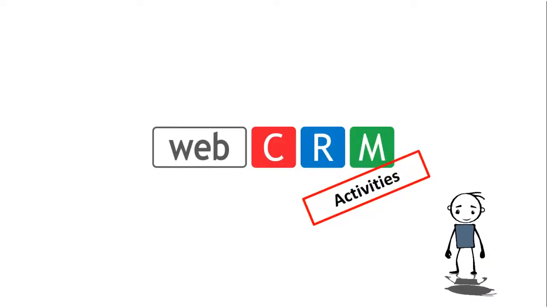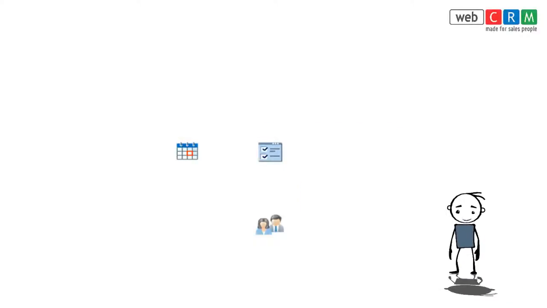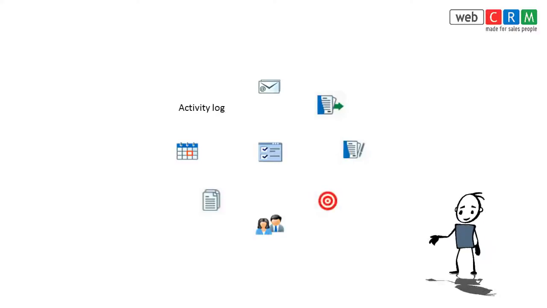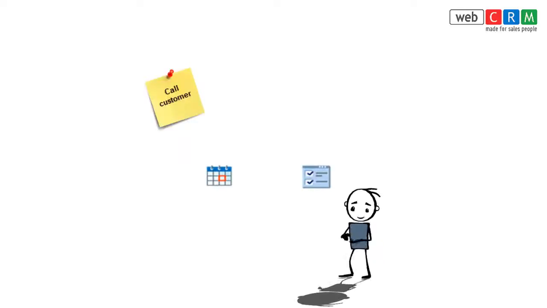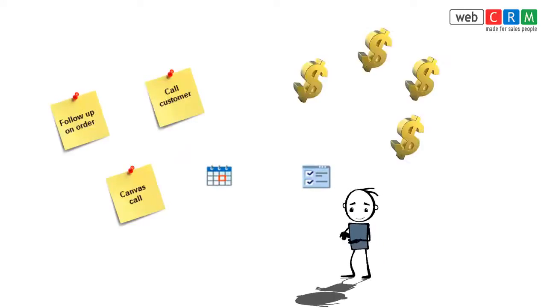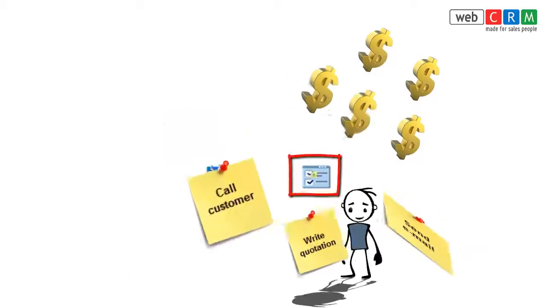One of the key features in the webCRM system is the activities, because it's here you have the opportunity to create the framework for your daily work. An activity is not a meeting, but something you need to take care of, such as a to-do, a follow-up to an opportunity, a reminder, or in other words, a task to be performed.